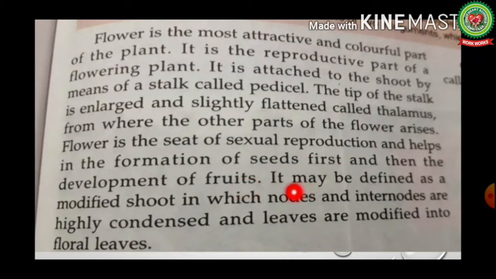It may be defined as a modified shoot in which nodes and internodes are highly condensed. Nodes mean a point on the stem from where leaves, fruit and flower arise, and internode is a space between two nodes. Condensed means compressed, and leaves are modified into floral leaves. Floral means flower.